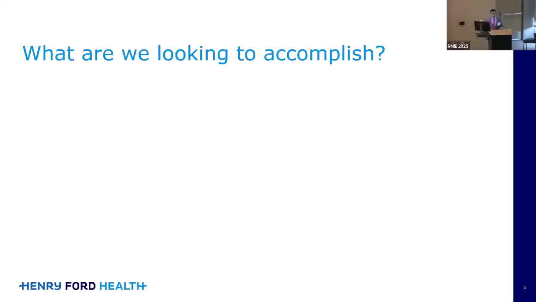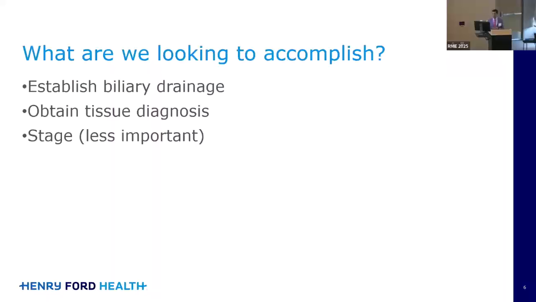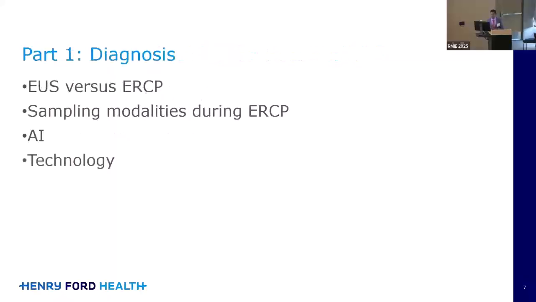So with any procedure, when we talked about a bile leak the other day, what are you looking to accomplish? You should know that before you even go consent the patient. What are we looking to do today? And in patients with malignant hilar biliary obstruction, I would say that what we're trying to do is, number one, establish biliary drainage. 1A is obtain a tissue diagnosis, and then depending on where you're at and your algorithm at your institution, to potentially stage the biliary anatomy to determine if surgery is going to be feasible.